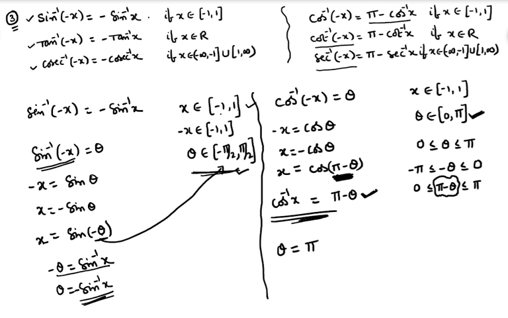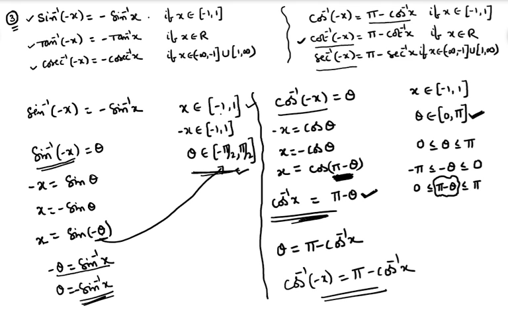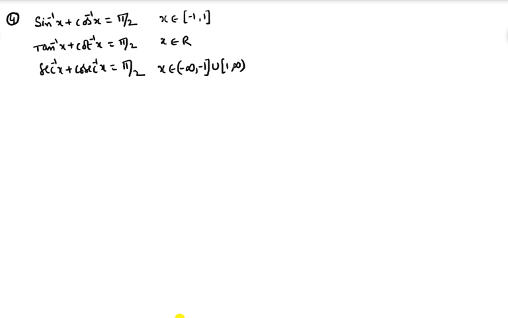So we are getting theta is equal to pi minus cos inverse x. But what is theta? Theta is nothing but cos inverse of minus x. So cos inverse of minus x is equal to pi minus cos inverse x. Similarly, we can prove the other.